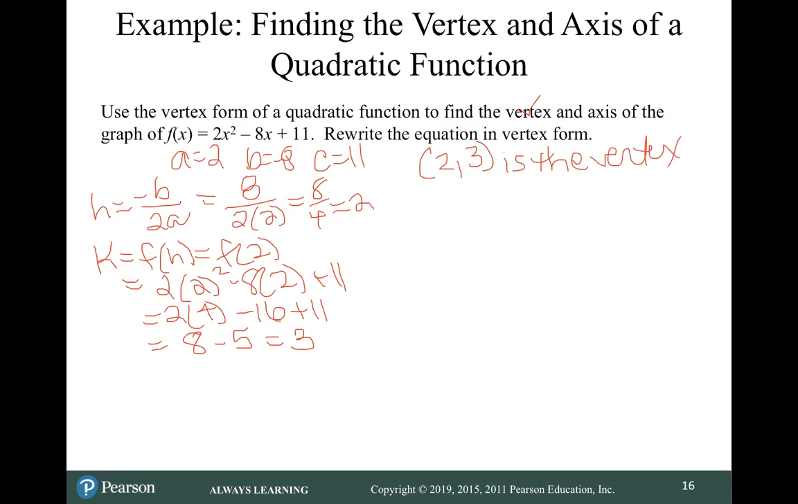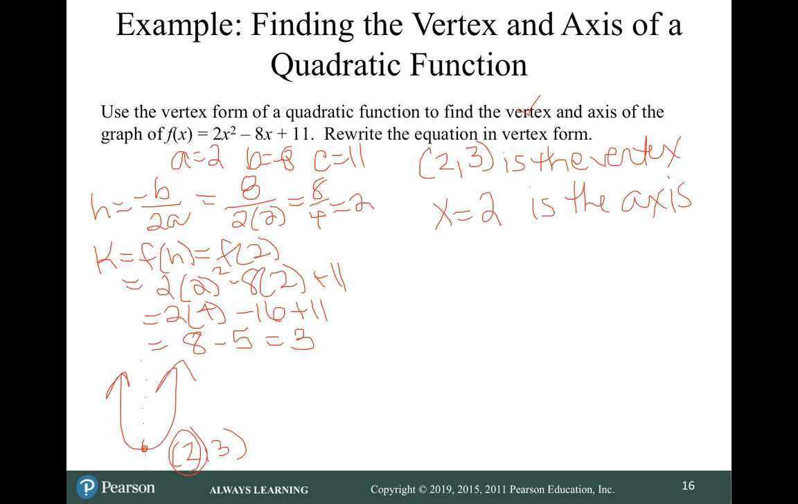Well, I know that this is going to be an upward opening parabola with a vertex at 2, 3. So the axis of symmetry goes right down the middle, meaning it goes straight down in a line. x equals 2 is the axis. It will always be your h value for an upward or downward facing parabola.